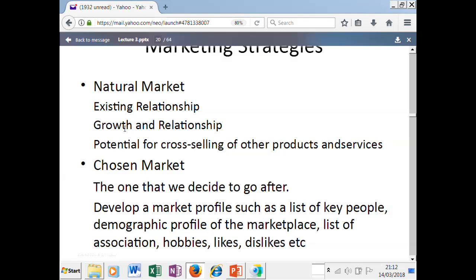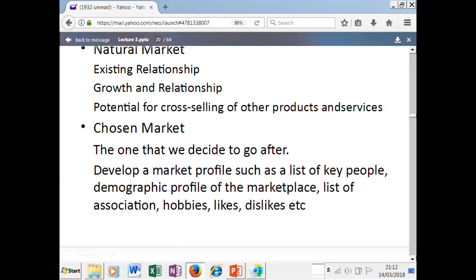So that's why you have to grow the relationship with them, because they don't actually come and go. You have to maintain the relationship so that they become repeat customers, loyal customers to you. And then there is potential for cross-selling. Cross-selling is actually selling other products of the bank.